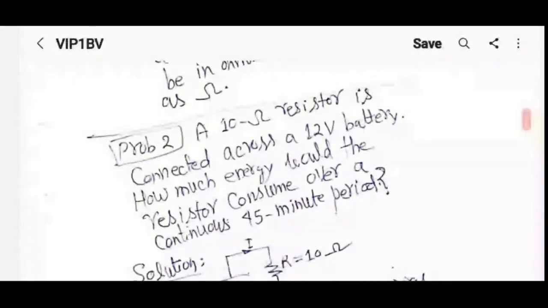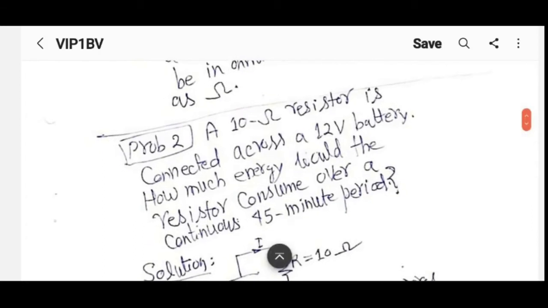A 10 ohm resistor is connected across a 12-volt battery. A battery, by the way, produces DC voltage, but without using any mechanical input. It uses a chemical reaction. So it's an alternative way of producing DC voltage.